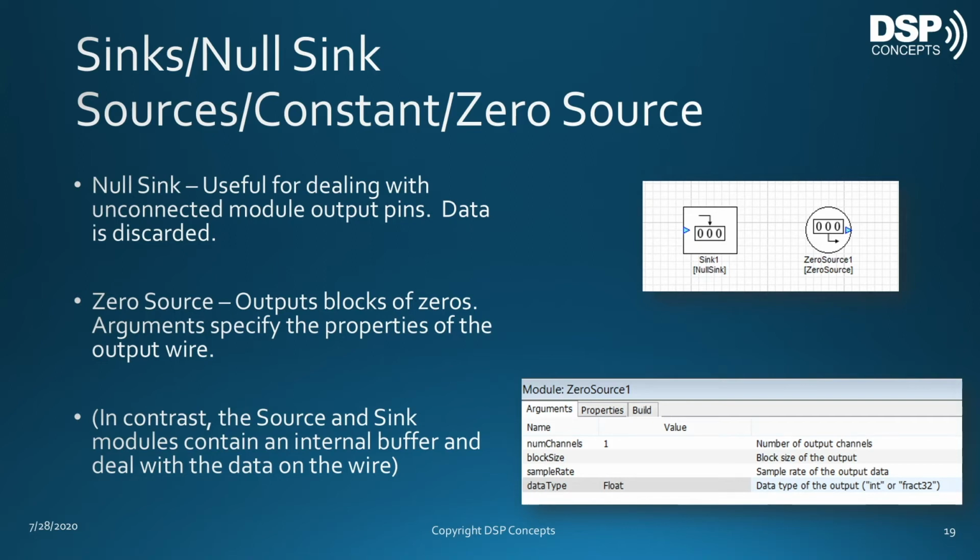Similarly, there's also a zero source module. Sometimes you might have unconnected module inputs, and to get the system to build, you'll have to feed some data to it, so it's convenient to use the zero source module. Since it's a source module, as the arguments, you have to specify the output pin properties: number of channels, block size, sample rate, and data type. The other thing is if the block size is empty, it'll take the block size of the system input pin if you're at the top level, or the block size of the first input pin of the subsystem. And same thing for the sample rate. So it can inherit block size and sample rate.